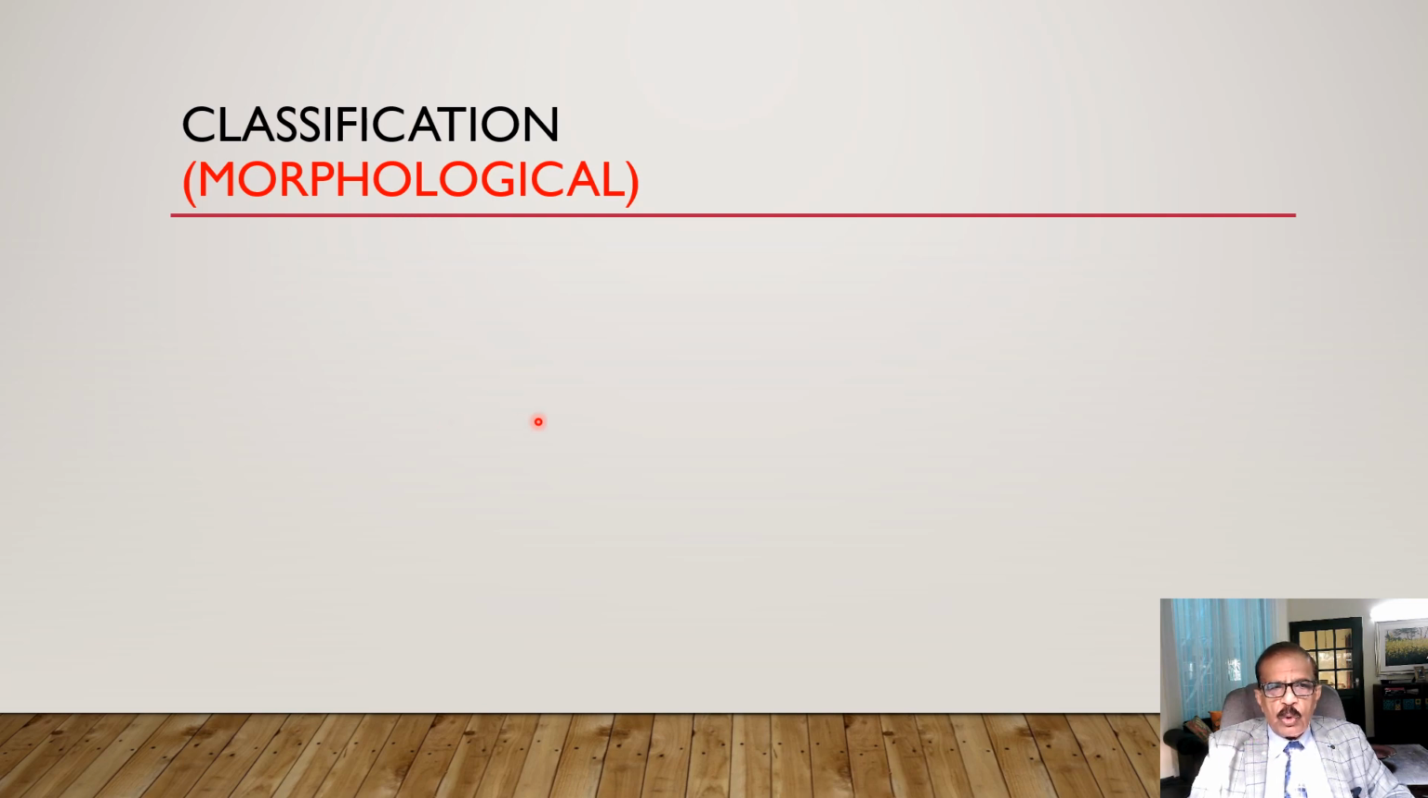Then we can also classify pneumonias based on morphological appearance on X-ray. X-ray is the main investigation in pneumonia. So we try to get an X-ray. In fact, X-rays are taken serially. Based on what we see on X-ray, we can classify pneumonia into either typical, and typical means lobar.